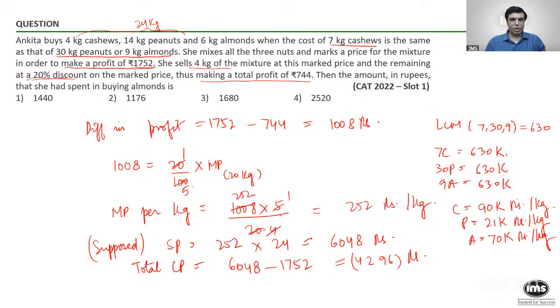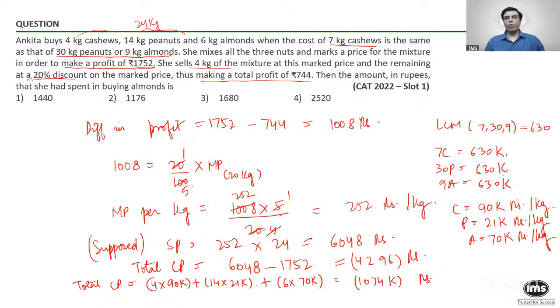And what has she mixed? She has mixed 4 kg cashews. So 4 kg cashews total cost price will be how much? Let us write the total cost price once again. So 4 kg cashews, 4 into 90K. Then 14 kg peanuts, so 14 into 21K. And 6 kg almonds, so 6 into 70K. So that is 360 plus 294 plus 420. That's 1074. So 1074K is the total cost price.